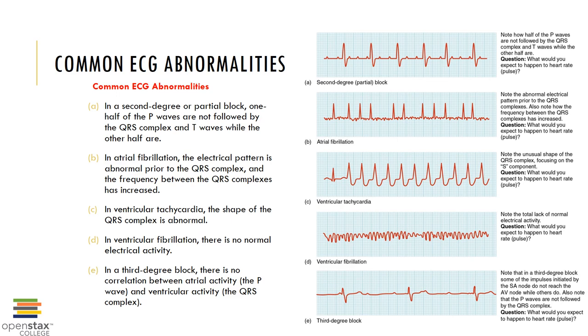For example, the top figure shows a second degree or partial block. One half of the P waves are not followed by the QRS complex and T waves, while some are. You can also see atrial fibrillation and ventricular fibrillation, as well as ventricular tachycardia and a third degree block.